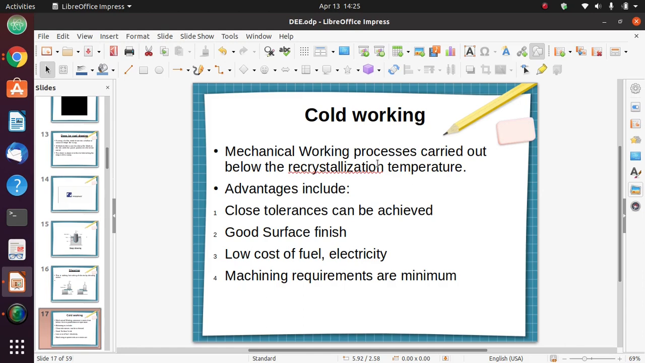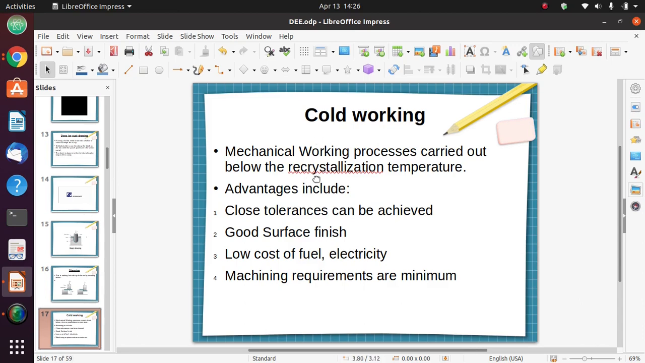Recrystallization temperature is the temperature at which a workpiece will start to form new particles, new atoms. A very good example is when you heat a material, just before it melts, it forms new crystals, new atoms. The temperature before that happens is known as recrystallization temperature. So when you're working on a workpiece below this temperature, this process is known as cold working.